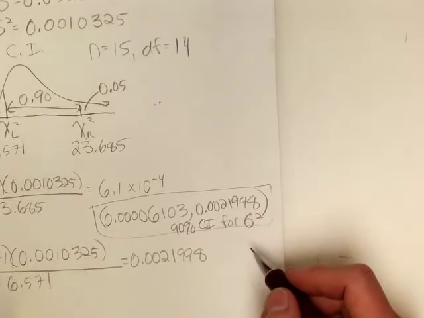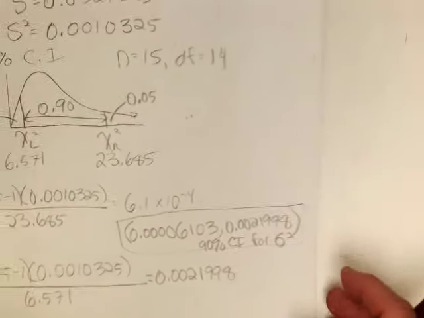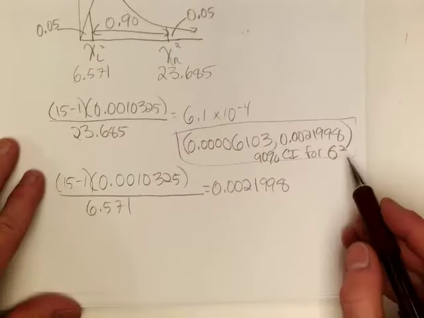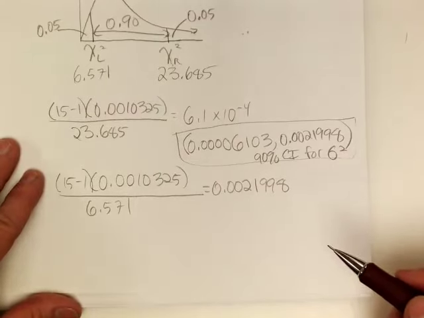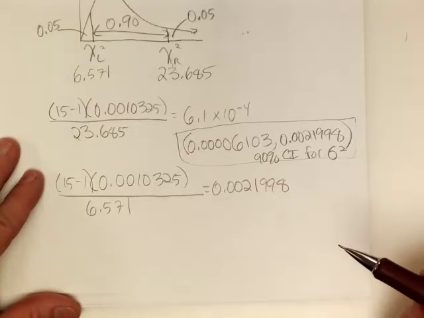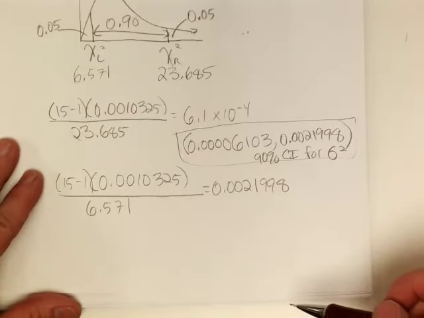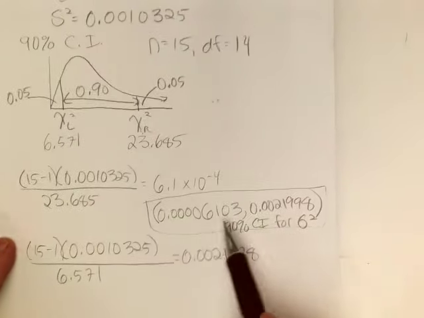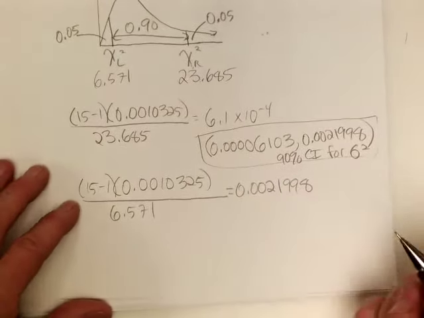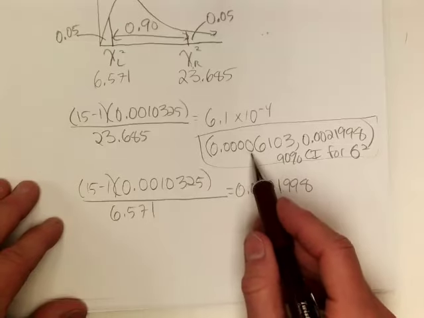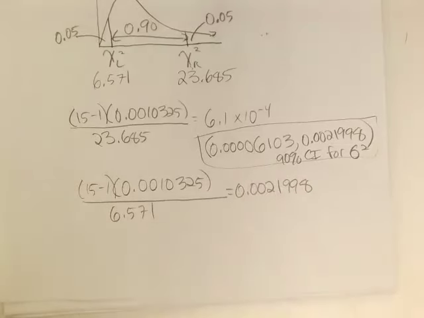But the question asked for both. It asked for the confidence interval for the variance and also for the confidence interval for standard deviation. Hopefully you recall that the relationship between the standard deviation and the variance is that the standard deviation is just the square root of the variance. So all I have to do is take the square root of these endpoints. Taking the square root of this left side, and get that in the calculator.